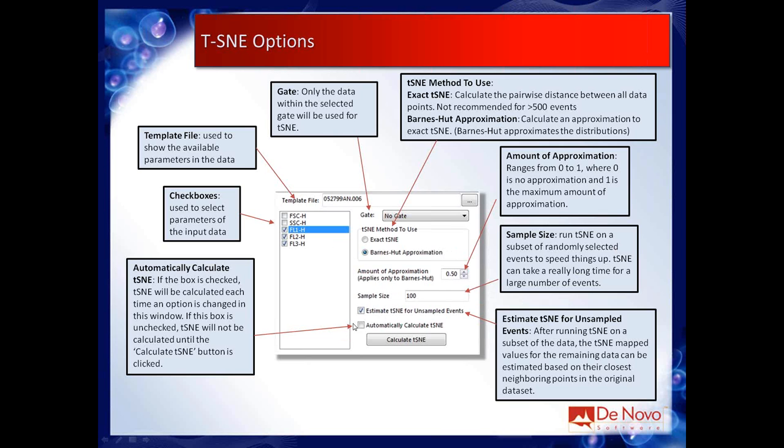And then there is a little checkbox here to automatically calculate tSNE. That's to turn live updating on and off. If you have this box checked and you change, for example, the amount of approximation, tSNE will automatically recalculate on your plots if it's been applied. However, if you have that box unchecked and you start changing parameters, nothing will happen until you actually click the Calculate tSNE button. So you're not waiting in case you're running a large sample size and it's going to take forever.